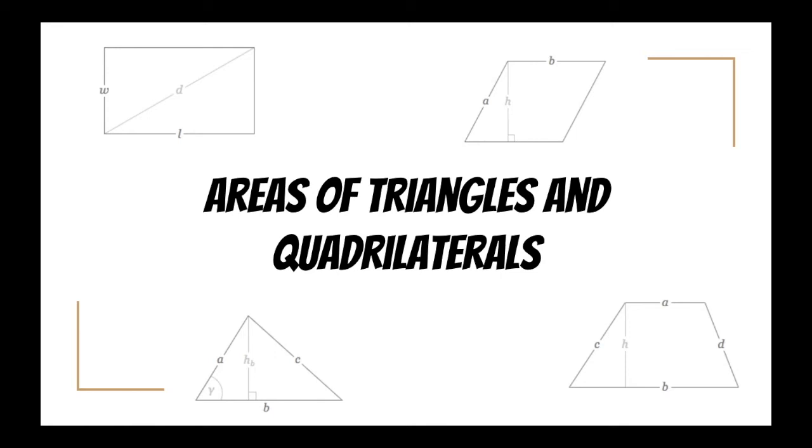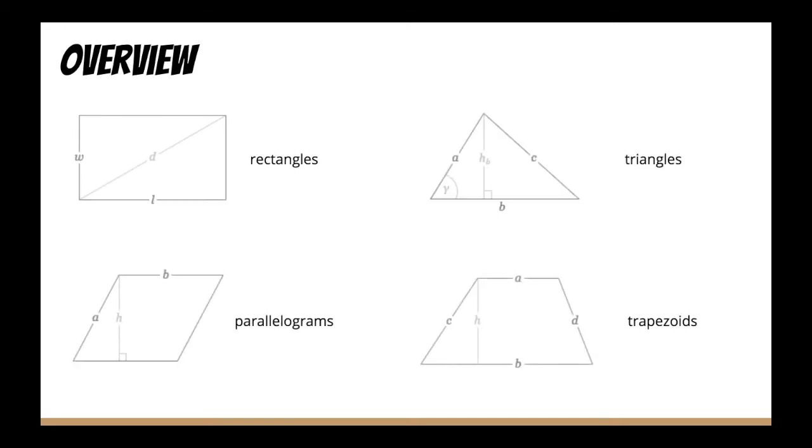Hi everyone, my name is Irene and today I'll be going over how to evaluate the areas of triangles and quadrilaterals. In case you've forgotten, triangles are 3-sided polygons and quadrilaterals are 4-sided polygons. The plan for today is to go over how to find the area of rectangles, triangles, parallelograms, and trapezoids in that order. Remember, area is the amount of space that a flat surface takes up.